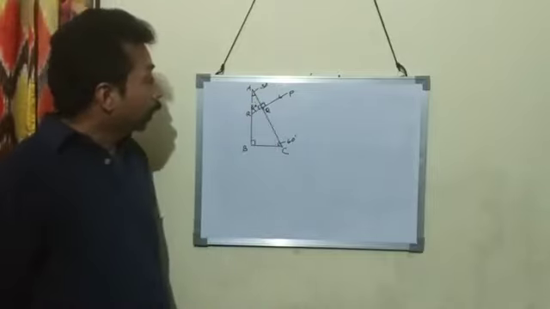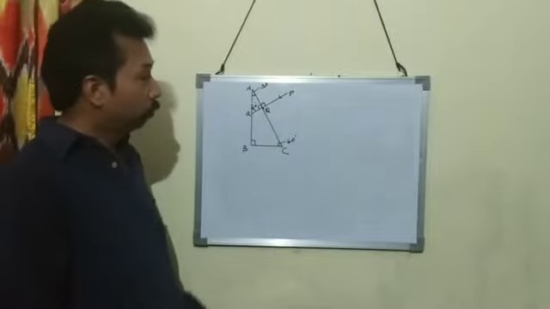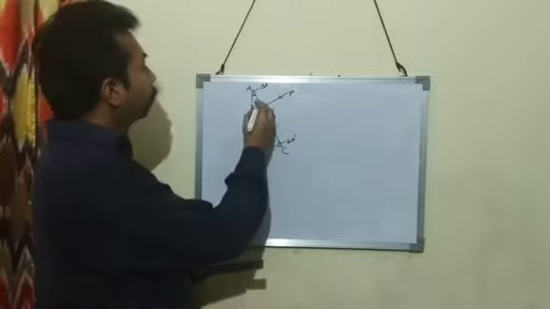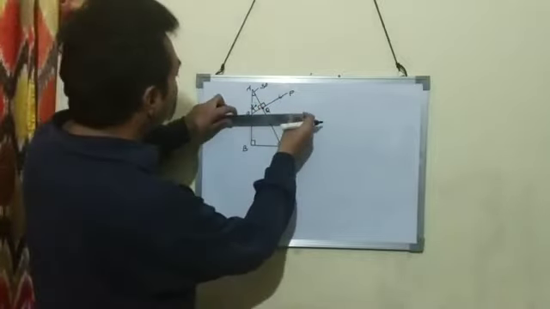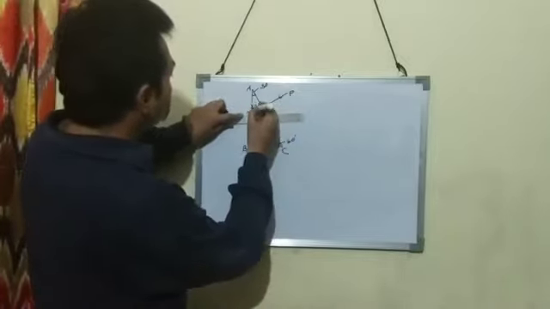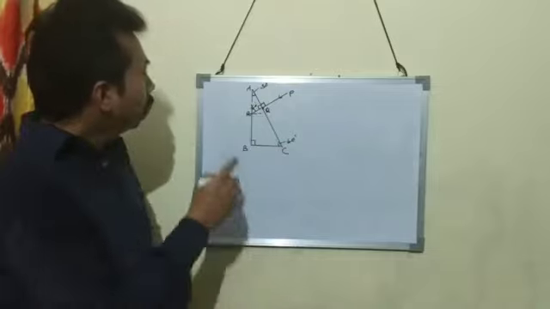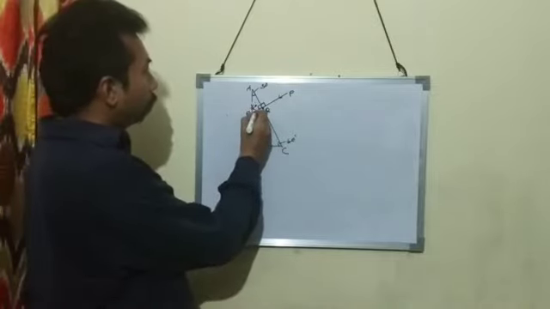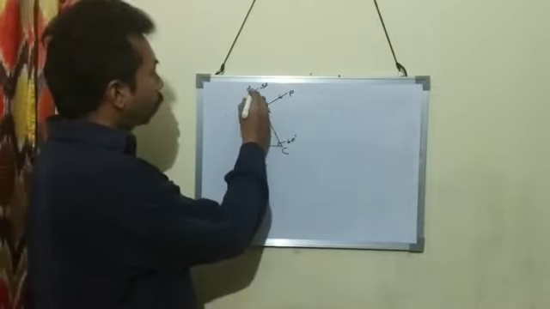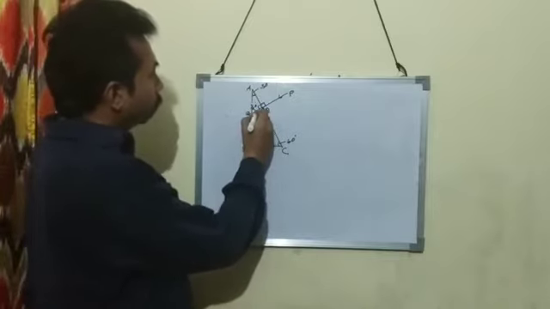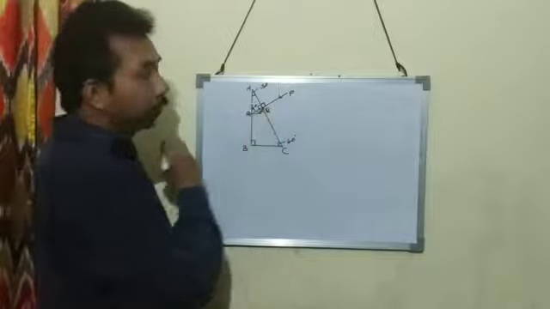Is 60 degrees the angle of incidence on AB? No. The angle of incidence is the angle between the incident ray and the normal. For that we will draw a normal, so drawing a normal at the point R. A normal is drawn. So what is the angle of incidence on surface AB? That will be 90 minus 60, which is equal to 30 degrees.